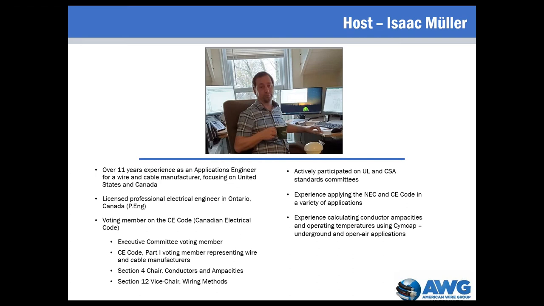Currently, I am a voting member on the Canadian Electrical Code Executive Committee in Part 1, representing wire and cable manufacturers. I am Section 4 Chair for wiring methods for conductors and ampacities, and Section 12 Vice Chair for wiring methods. I continue to be active in these positions on the Canadian Electrical Code committees. I am also a member of several task groups and working groups for the Canadian Electrical Code.